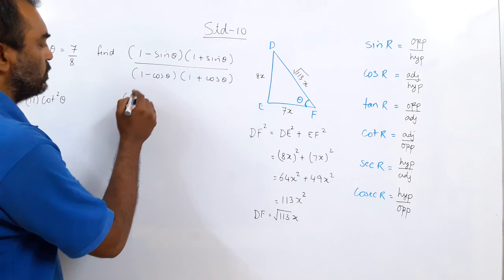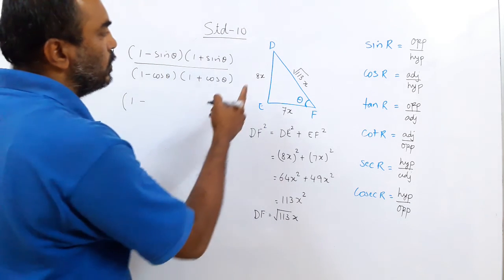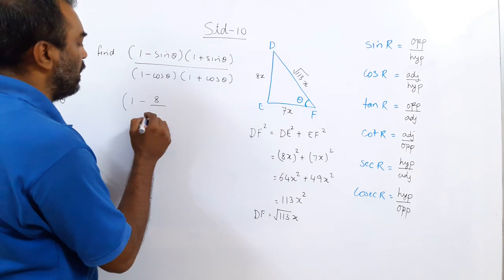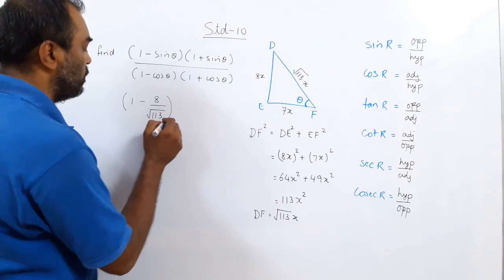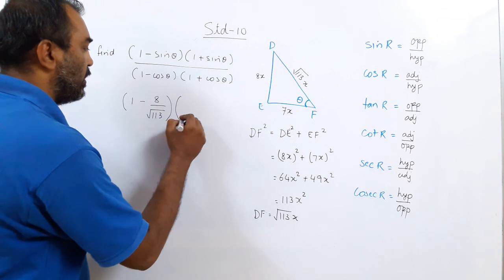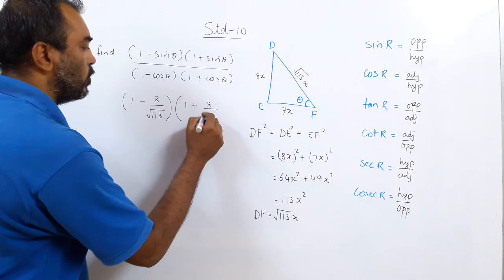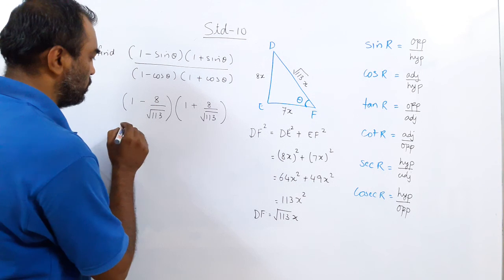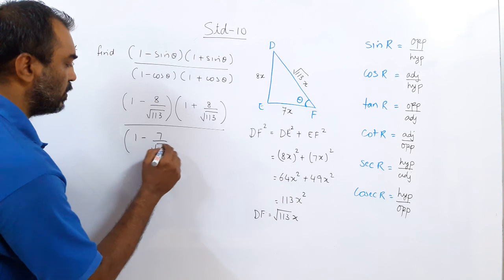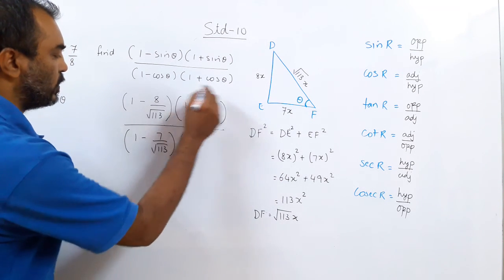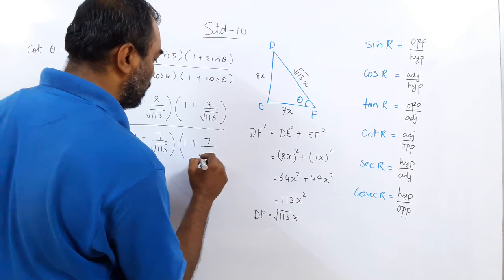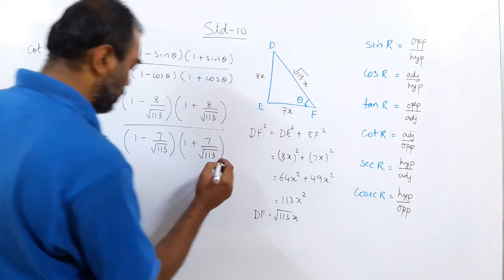1 minus sine theta. What is sine theta? Opposite upon hypotenuse. So we write 8x upon root 113x, but I will only write 8 upon root 113. Why am I doing that? Because the x and x will get cut. And I get 1 plus 8 upon root 113. Below I get 1 minus 7 upon root 113 into 1 plus cos theta. Cos theta is adjacent upon hypotenuse, 7 upon root 113.